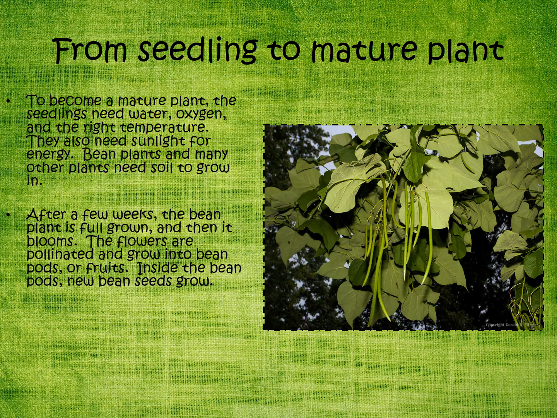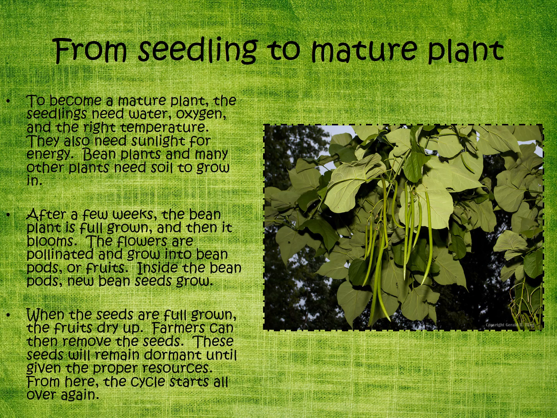After a few weeks, the bean plant is full grown and then it blooms. The flowers are pollinated and grow into bean pods or fruits. Inside the bean pods, new bean seeds grow. When the seeds are full grown, the fruits dry up. Farmers can then remove the seeds. These seeds will remain dormant until they are given the proper resources, which we learned about a few slides ago. From there, the cycle starts all over again.